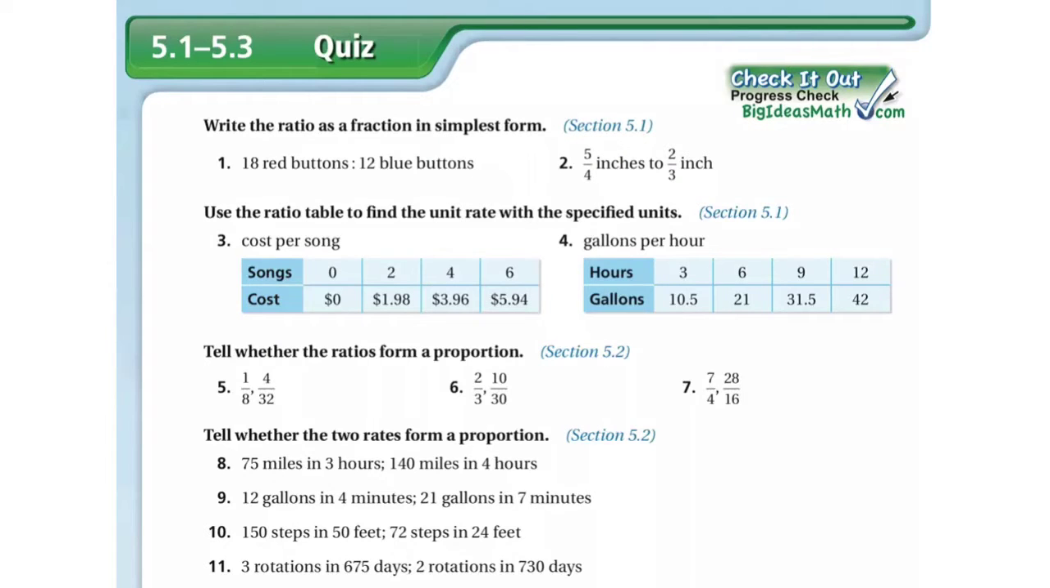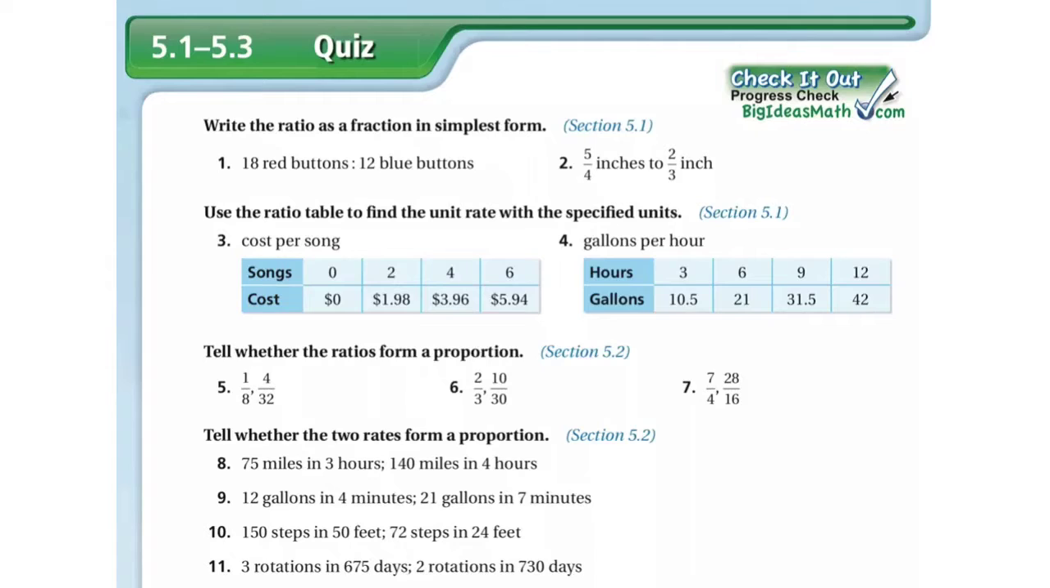So this is the review for the Chapter 5 test. Go along when it says pause, pause, do the problems, check your answers, and I'm sure you'll do fine. Number 1, you're supposed to put that in a fraction in simplest form. Make sure it's in a fraction. For number 2, you have to put that in a fraction in simplest form too.